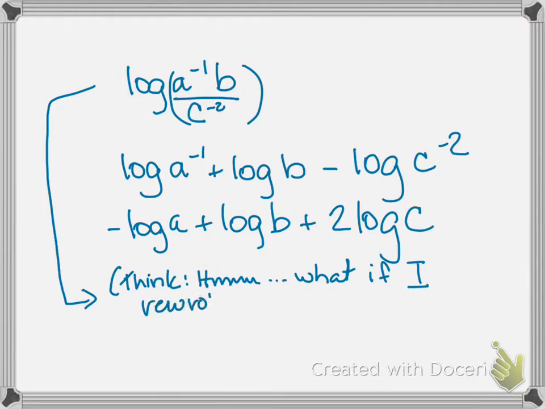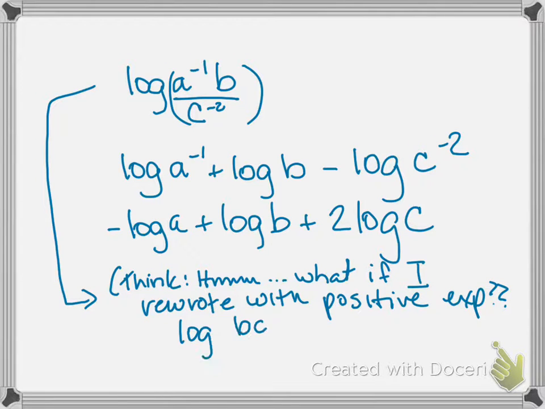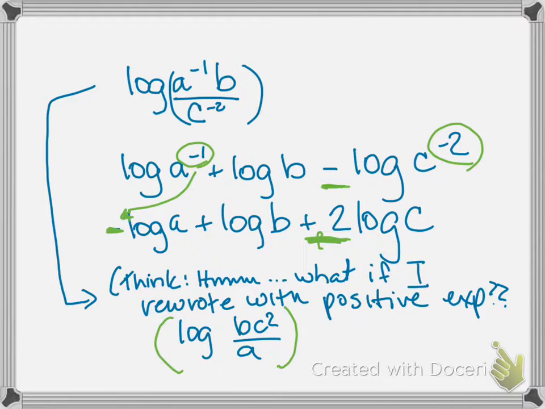Now, what if I rewrote this with just the positive exponents? What if you did that first? I like to be positive, so we're going to write this with positive exponents. Okay? We have log of bc squared over a. Becomes exactly the same thing. It would be the log of b plus 2 times the log of c minus the log of a. So if you don't like negative exponents, don't use them. You can't just throw them away, but you can rewrite the expression where you're more comfortable with it.